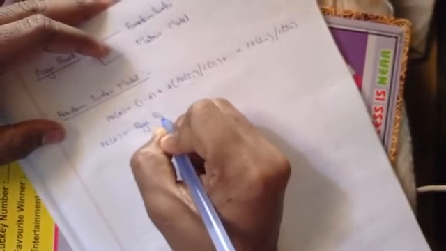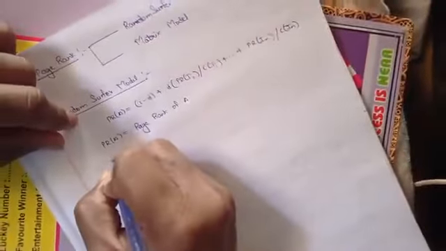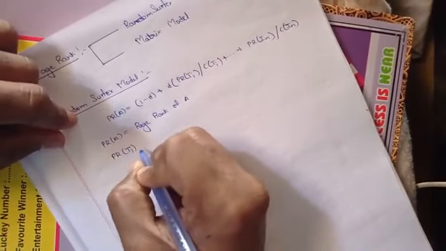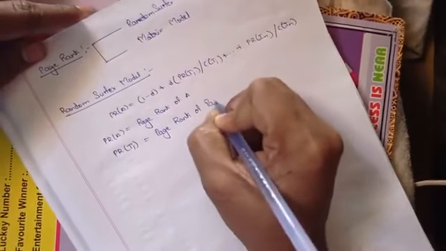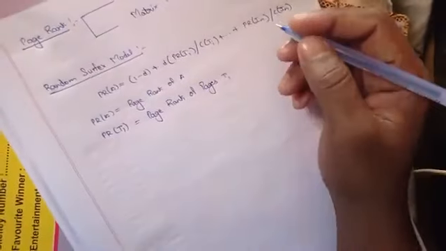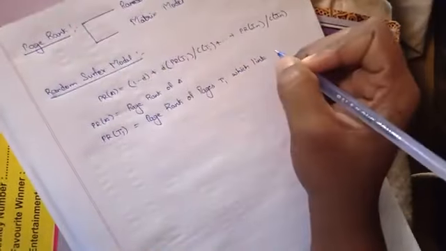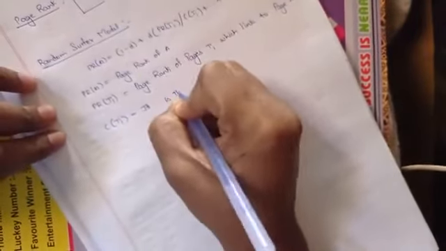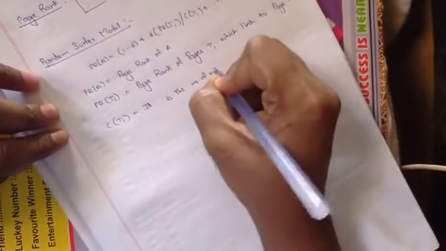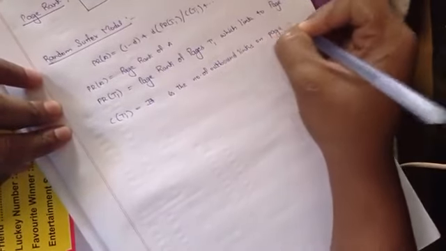PR of A is nothing but the page rank of A. Next, PR of T of I is nothing but the page rank of pages T of I, the pages which link to the page A. Next, C of T of I is the number of outbound links on page T of I.